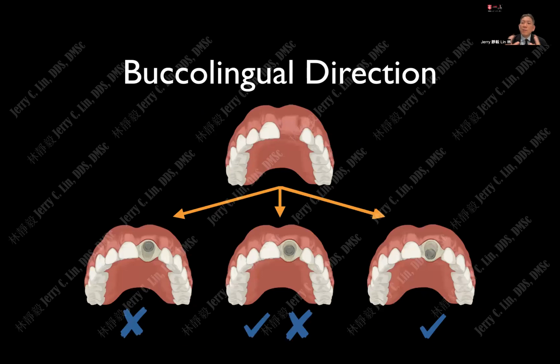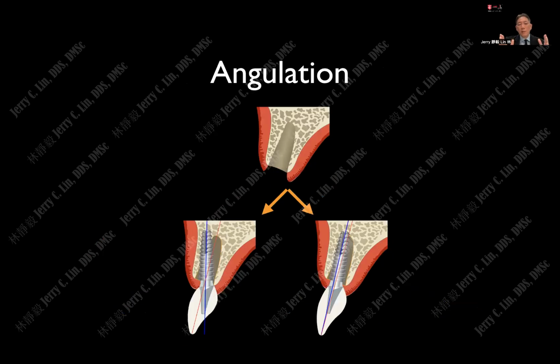But not only the apical coronal direction, the buccal direction also matters. For anything located in the aesthetic zone, we don't want our implant placed at the buccal position. We want it at least in the middle, or better in the palatal position. And angulation-wise, the ideal angulation, as I mentioned, should be from the cingulum to the incisal edge. Anything between that could be managed very well.